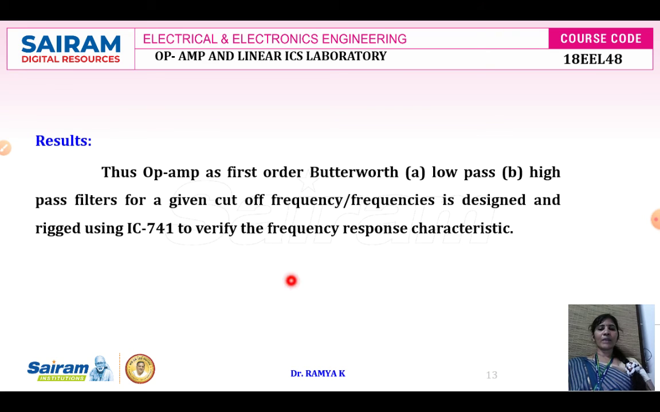Thus, the op-amp as a first order Butterworth low pass and high pass filter for a given cutoff frequency is designed and rigged using IC 741, and its frequency response characteristics are verified.